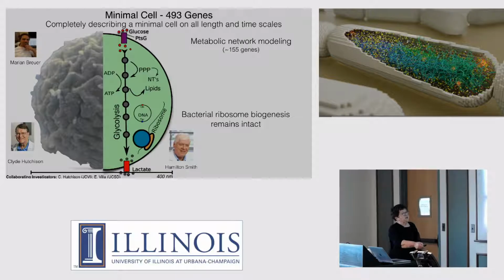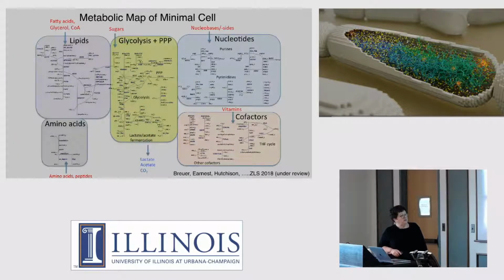What is interesting is this part down here involving ribosome biogenesis and genetic information processing. It's pretty much the same as what we had in E. coli. A few differences, but first approximation, you can carry it over. And now here is the metabolic map on a single page.